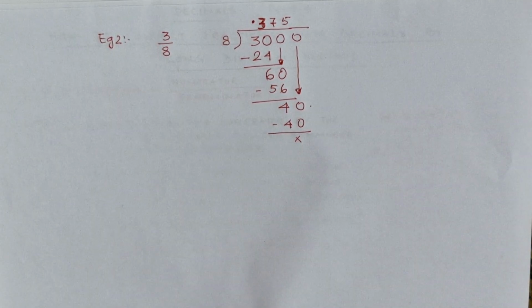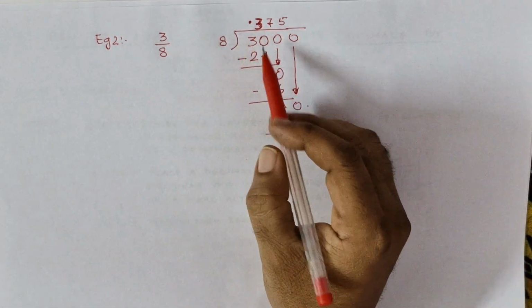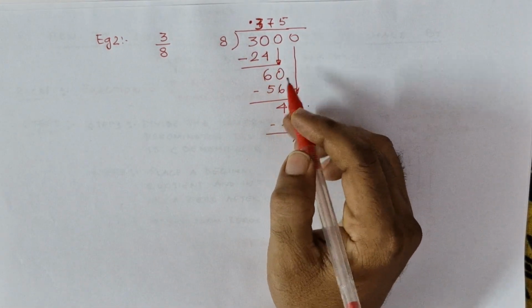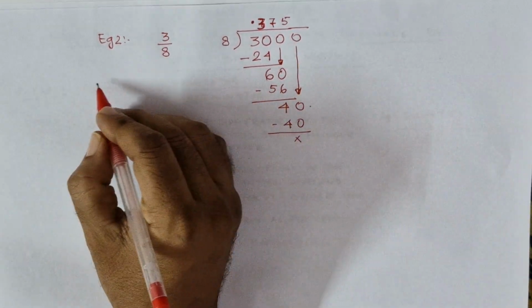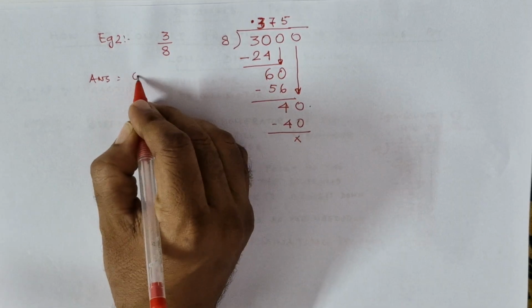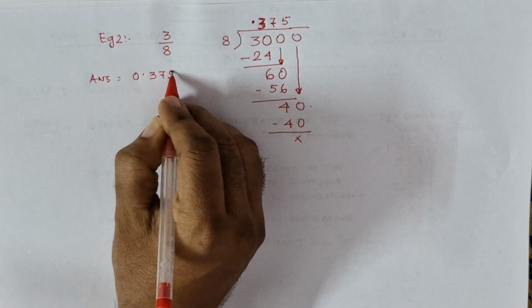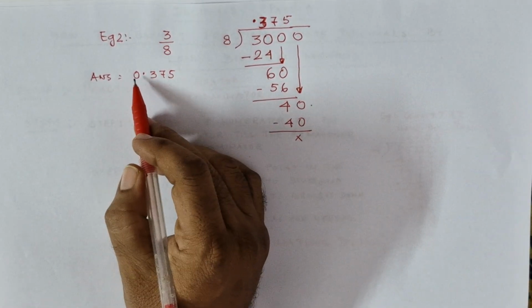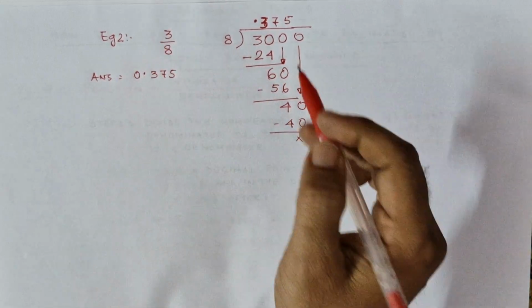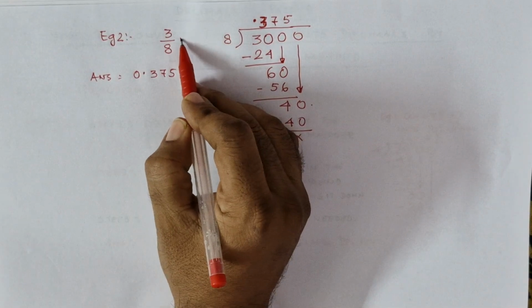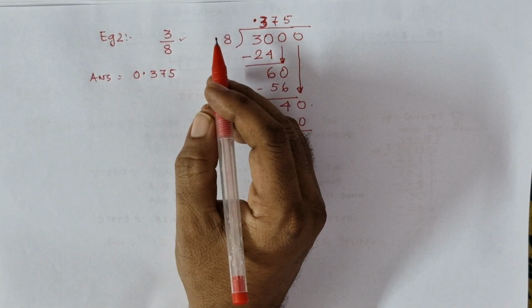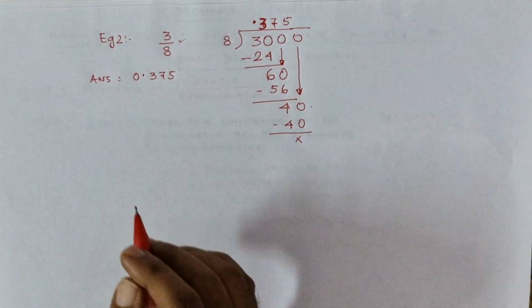Got it? So what is this? This is 3 7 5. So 3 8s are 24, minus is 6, 60. 8 7s are 56, 40. 8 5s are 40. So the answer will be 0.375. Add a 0 before the point, so it indicates there is no whole number. So we have done this again in the long division method. In this case we have taken a proper fraction, and the answer is 0.375.